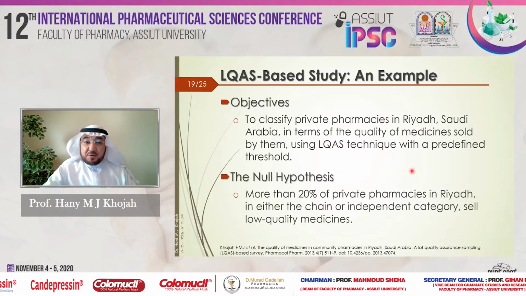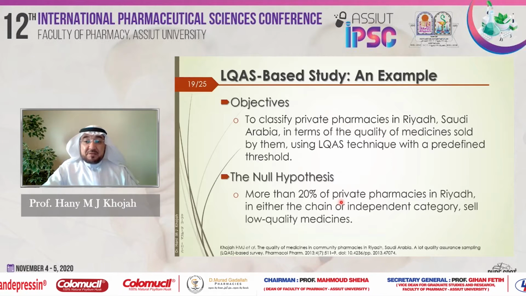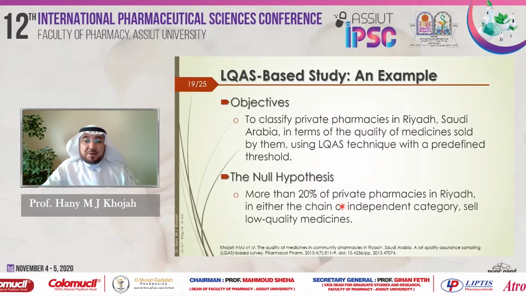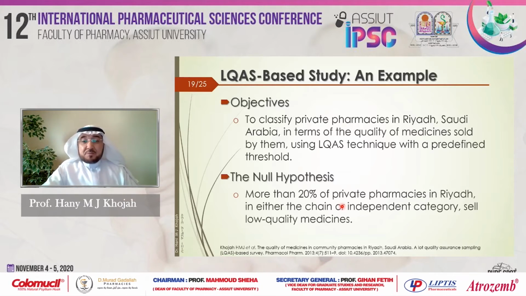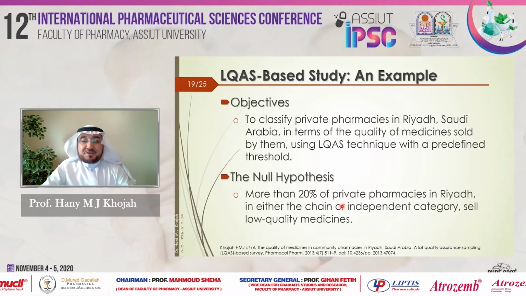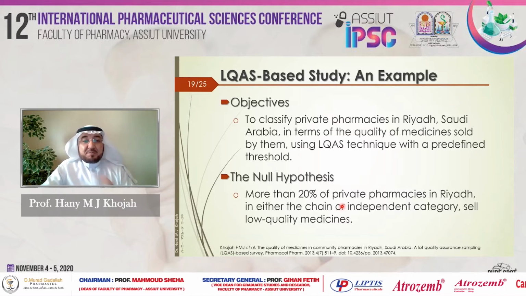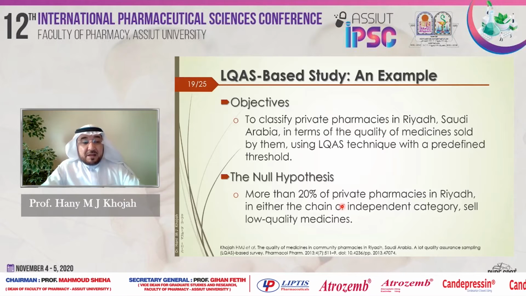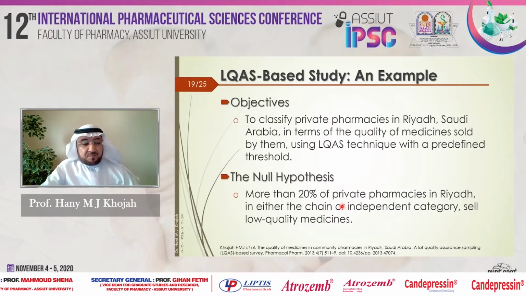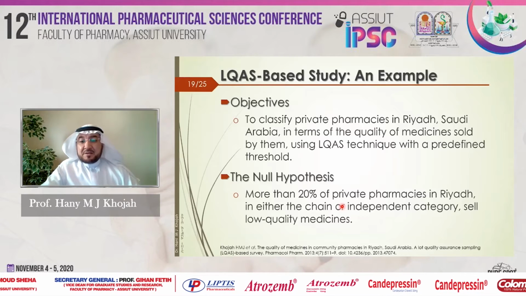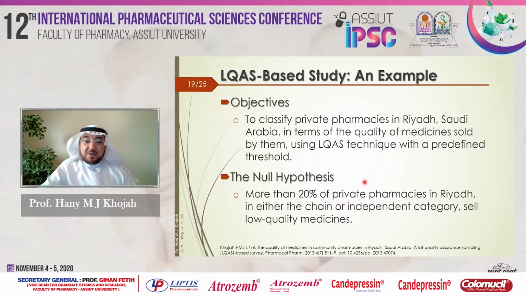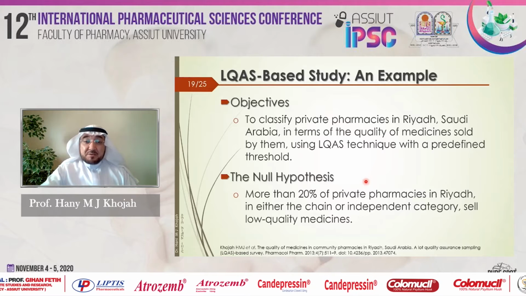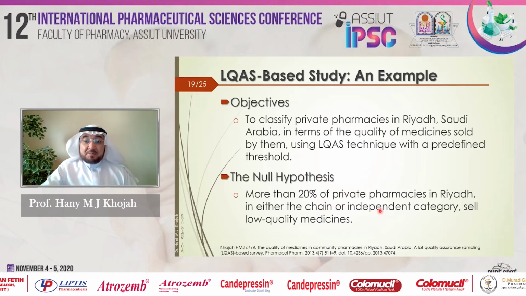My null hypothesis here was that more than 20% of private pharmacies were bad. Usually in Saudi Arabia, we have one kind of pharmacy for the public. We call it community pharmacies or private pharmacies. We don't have drugstores. We just have pharmacies that sell prescription, non-prescription, and some other health-related products. And we call them private pharmacies because they do not belong to the government.